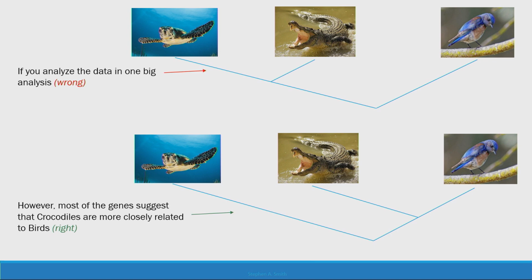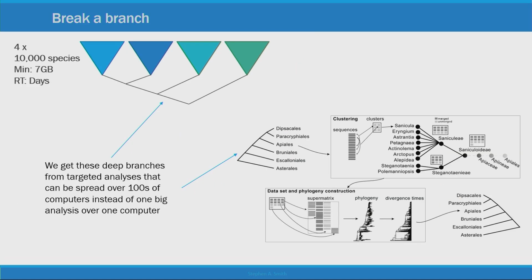The reason you get the wrong answer is because underlying all of that data is a lot of heterogeneity. And so the correct answer is that crocodiles are more closely related to birds. And you get that if you do this other type of analysis, where you look at the individual genes and do a divide and conquer. So essentially, this is how we address this specific question.